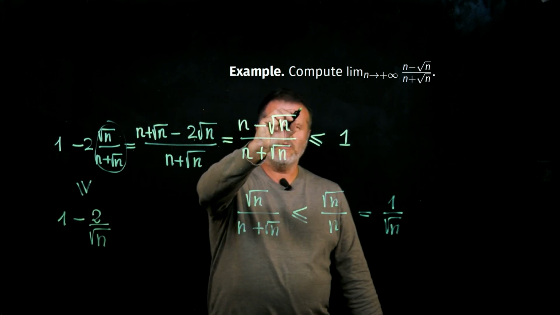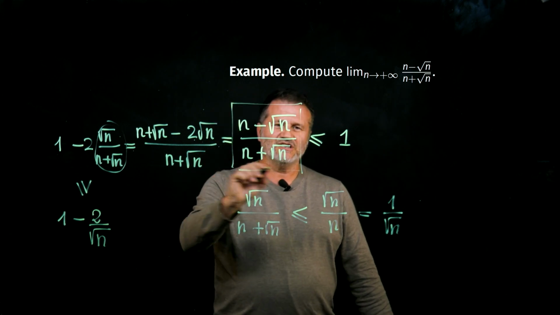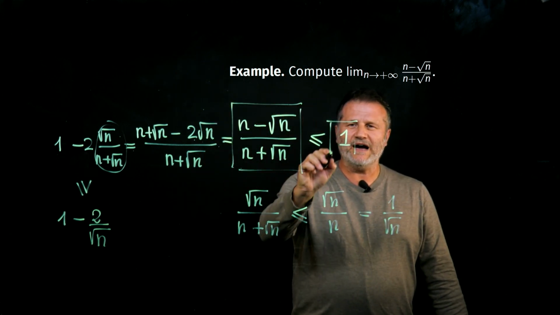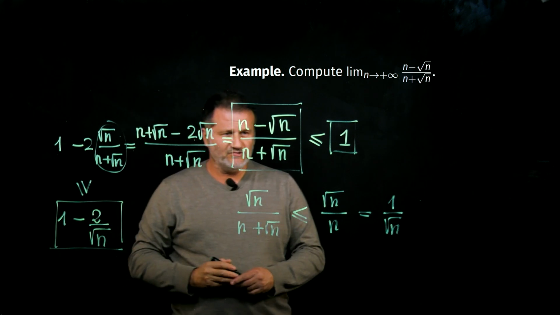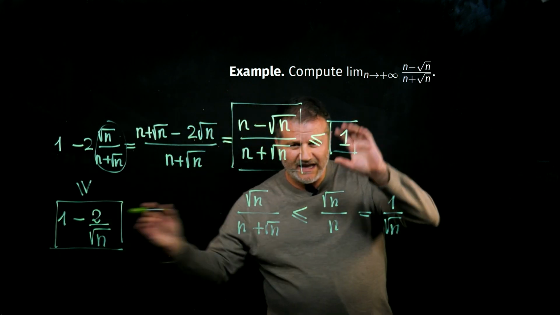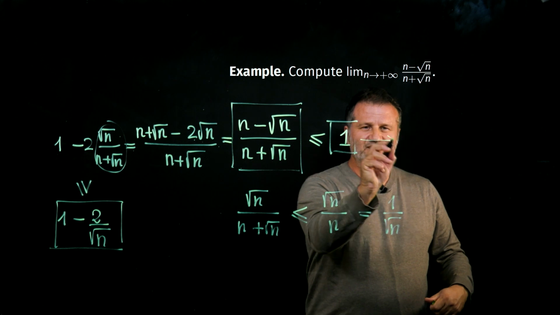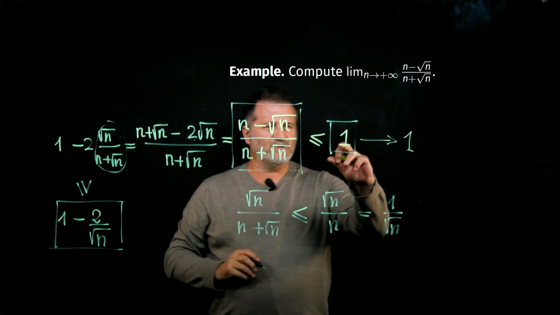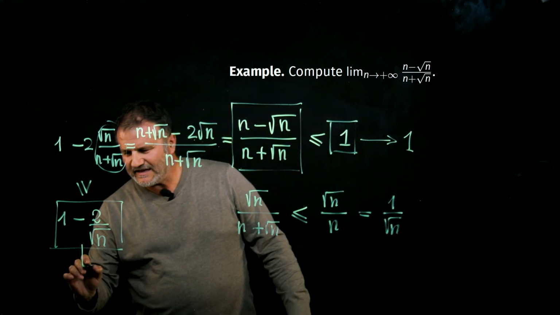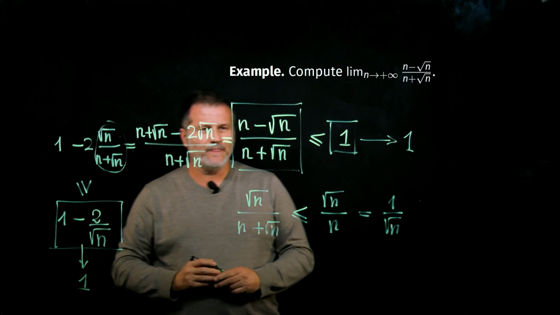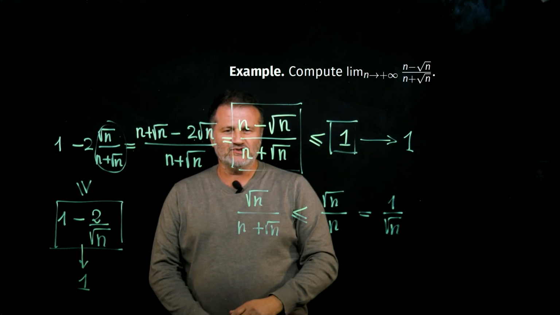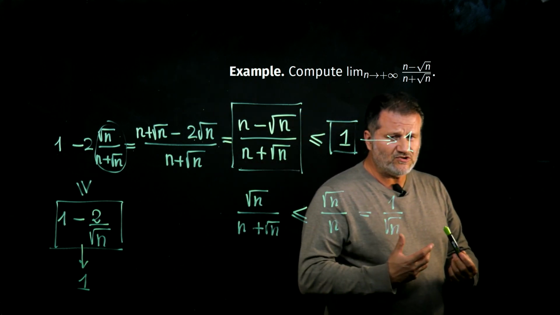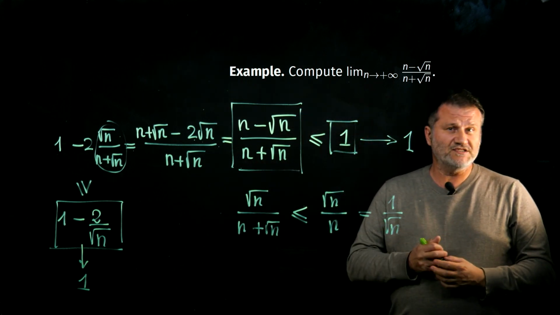And now look, we have this fraction, which is controlled above by 1 and below by 1 minus 2 over root of n. Now, these two guys are the two officers that go to 1. This one goes to 1, it is constant, and clearly also this one goes to 1. And therefore, this fraction, which is between the two, will go to 1 as well, just because of the squeeze theorem.